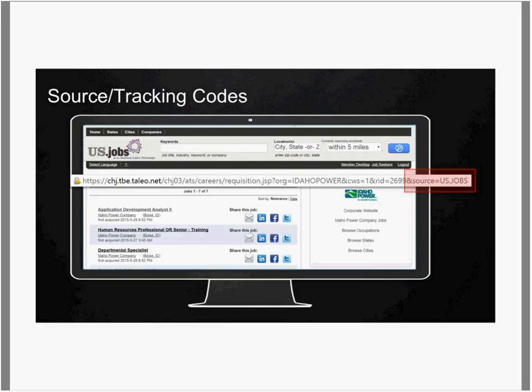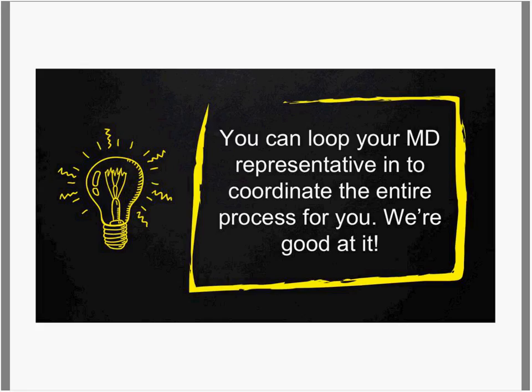So examples of analysis when using the source codes are, maybe the direct traffic report will show that 500 job seekers clicked on 500 jobs from us.jobs, as shown in this slide. Adding source codes allows members then to see how many of those 500 job seekers applied for the job, how many were interviewed, and then importantly also how many quality candidates were hired.